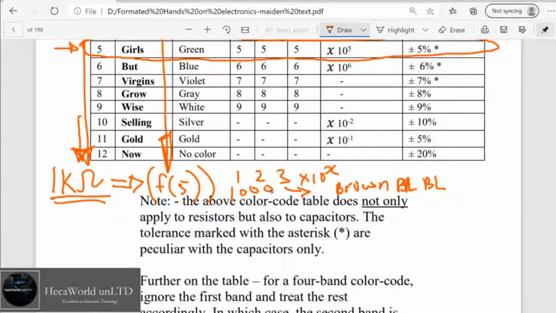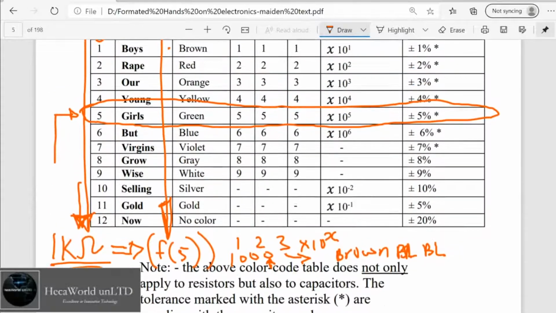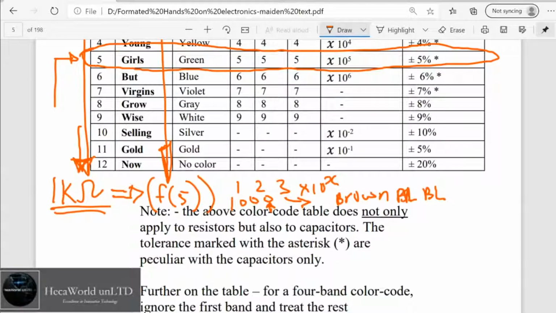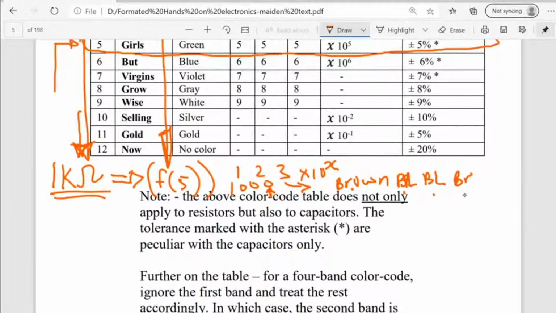Now, the fourth band is a decimal multiplier. We know that. What can we multiply? What color corresponds to a value we can multiply to give us just 10? 10 times 10 raised to power what will give us just that? The next color here is going to be brown. Okay, so this resistor will be brown, black, black, brown.